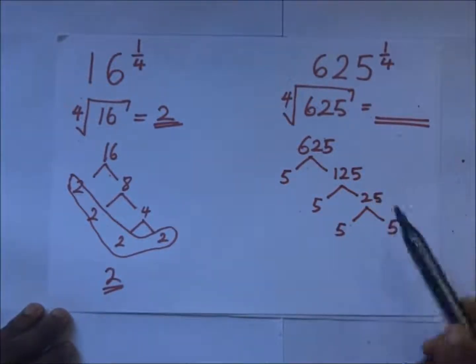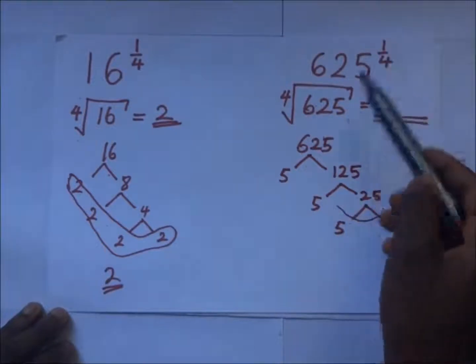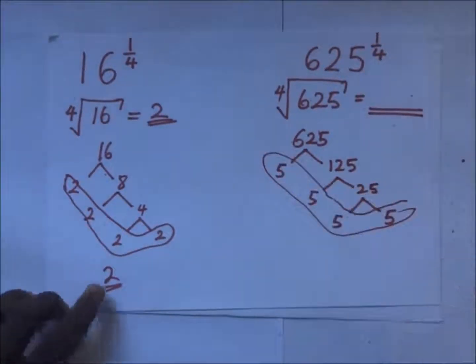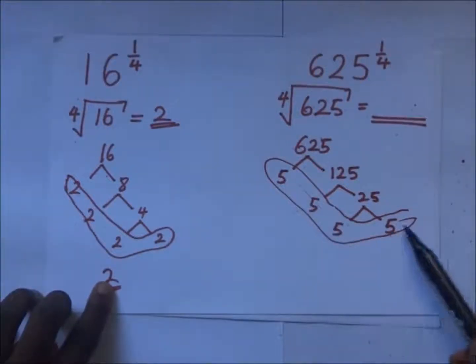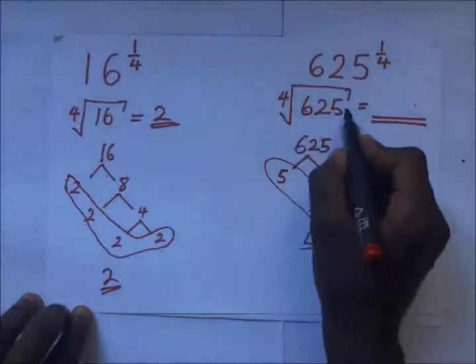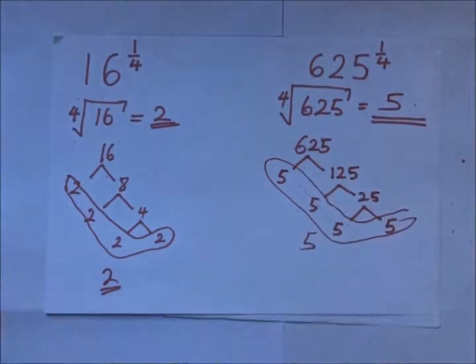So we group all these in groups of 4s, since we are looking for the fourth root. And from each group of 1, 2, 3, 4, we pick one number. So all these are 5, so we pick one 5. And when we pick one 5, definitely this becomes 5 as the answer.